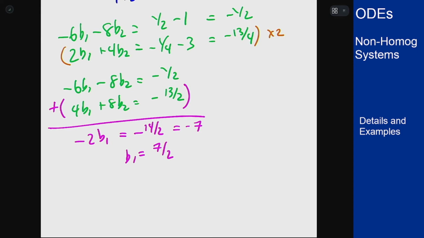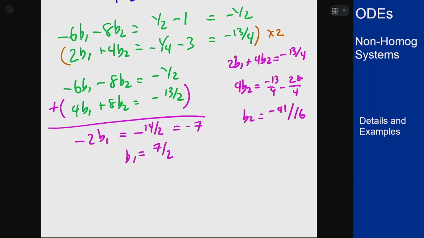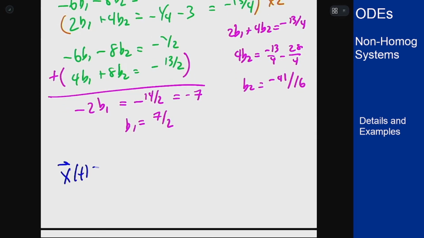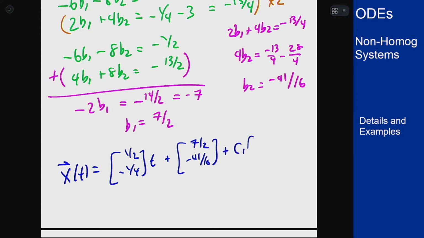And then from that, we can conclude that since 2b1 plus 4b2 equals negative 13 over 4, this 2b1 is just 7. So 4b2 equals negative 13 over 4 minus 7, which is negative 28 over 4. That's a negative 41 over 4, so b2 is negative 41 over 16, which now lets us write out our entire answer. So our answer for this version is x of t is a, which was 1/2 and minus 1/4 times t, plus b, 7/2 and negative 41 over 16 times constant, plus our homogeneous solution of c1, 4 minus 1, e to the minus 4t, plus c2, 1 minus 1, e to the 2t.